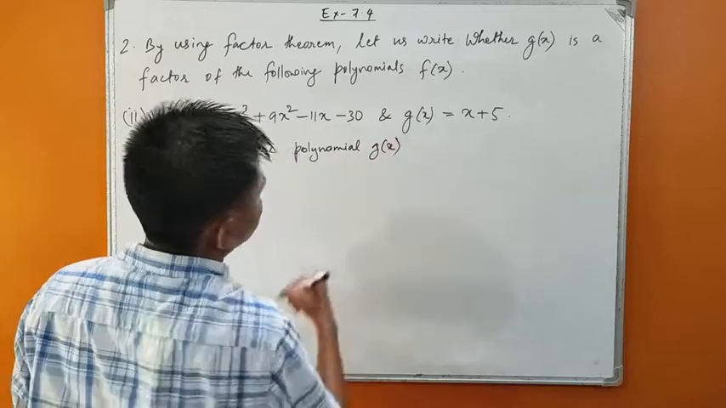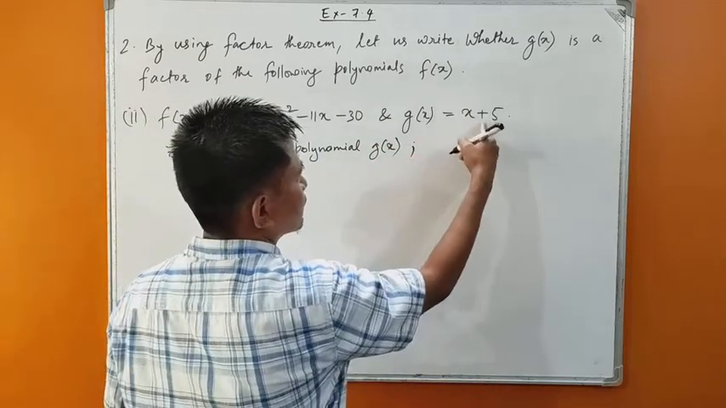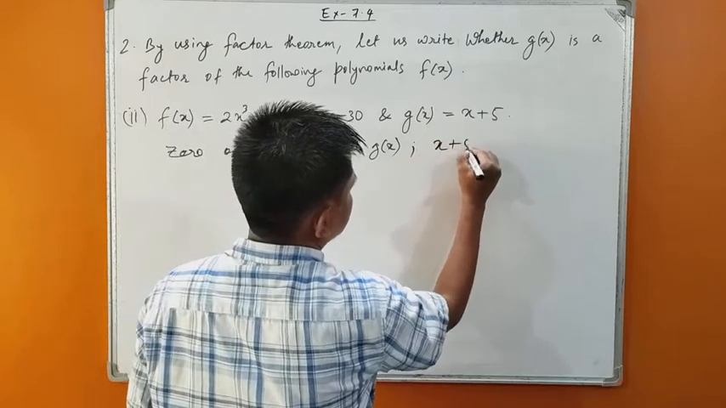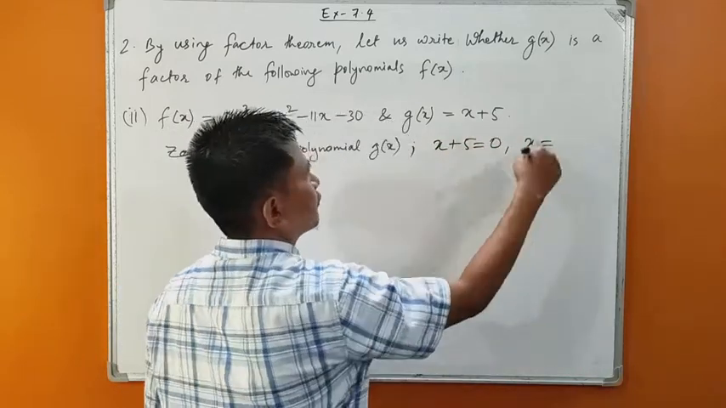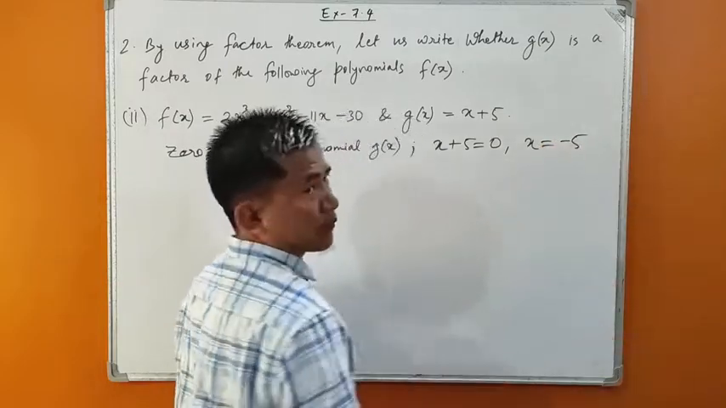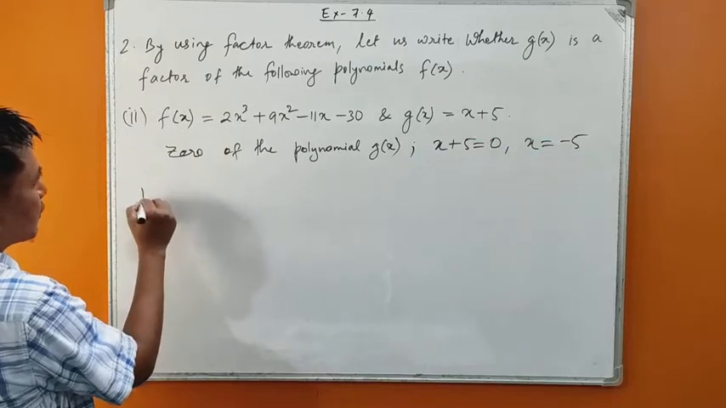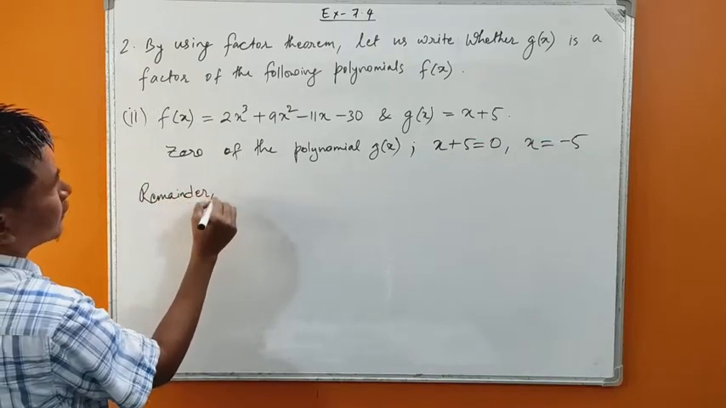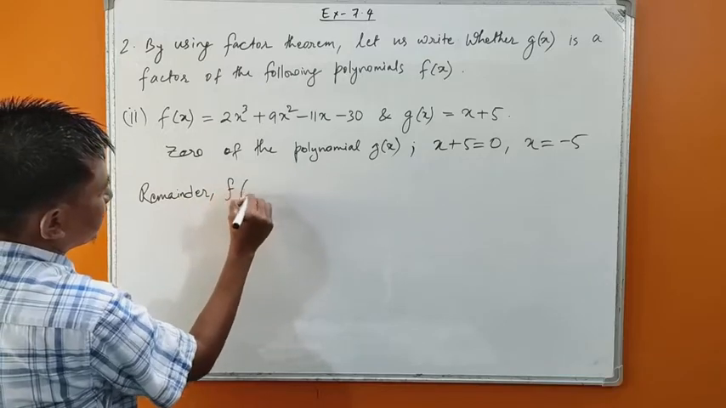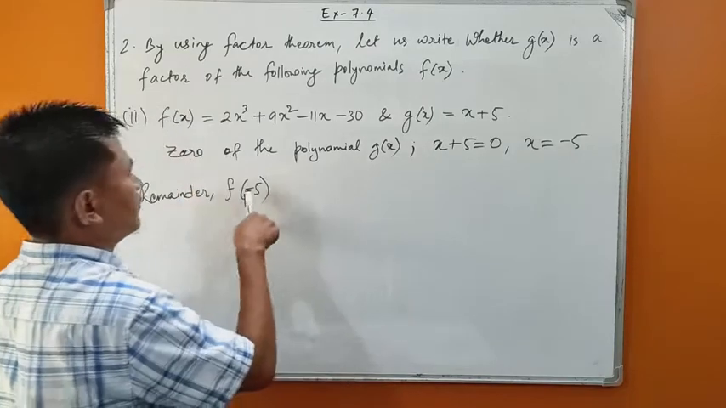So 0 of the polynomial gx, which means gx is x plus 5, isn't it? x plus 5 equals to 0, which means x equals to plus 5. When we take it to the right hand side, it becomes minus 5, isn't it? So now remainder will be f minus 5, isn't it? Remainder will be f minus 5.